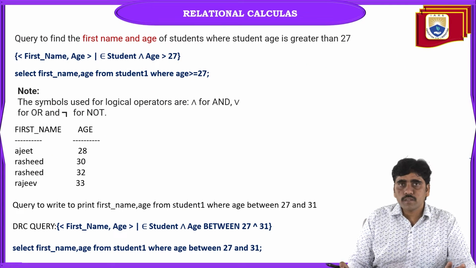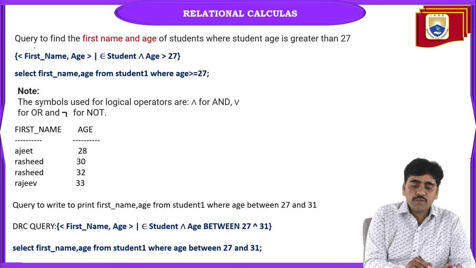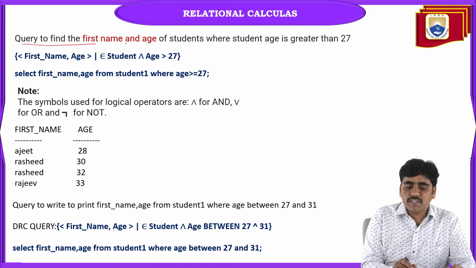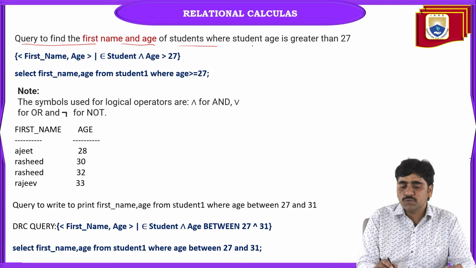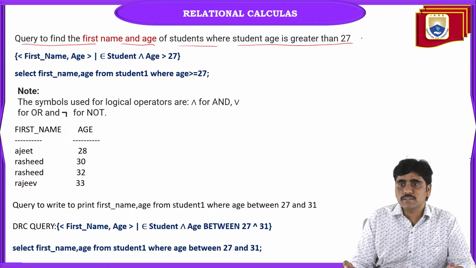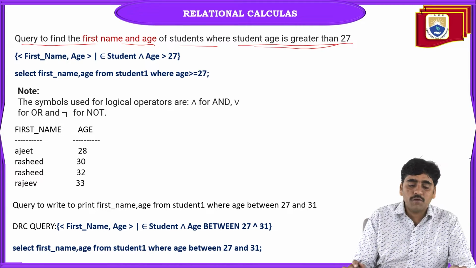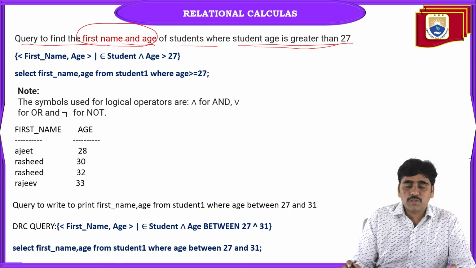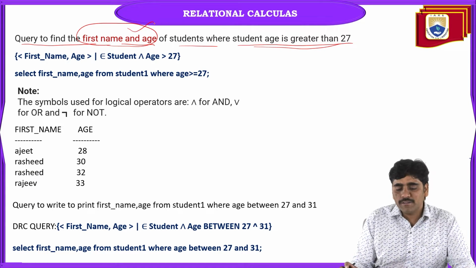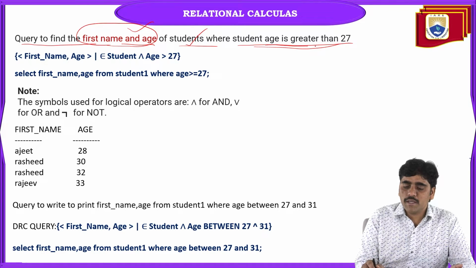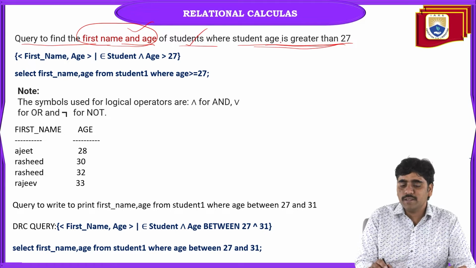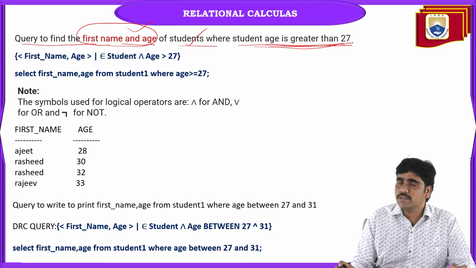Look here. Query to find the first name and age of students where student age is greater than 27. Now we have to understand the condition: what is the condition here, which table you are going to display from, and which attributes you want to display. I just want to display first name and age from the Student table, on the condition that student age is greater than 27.